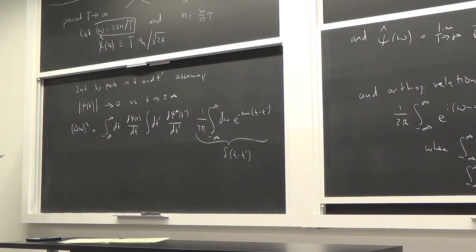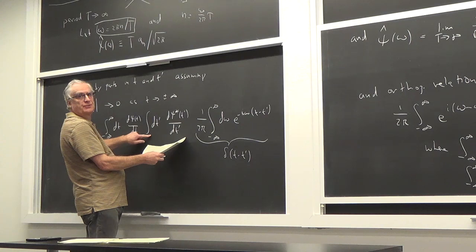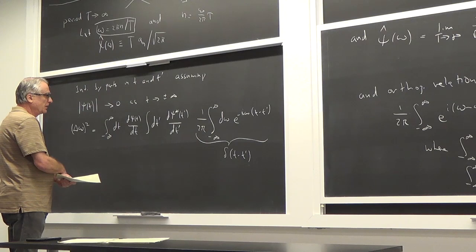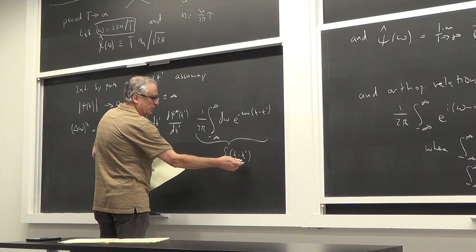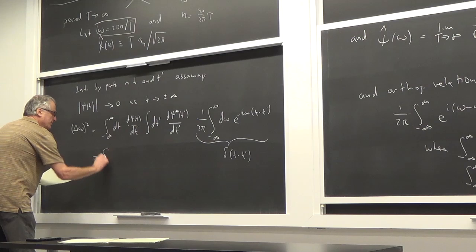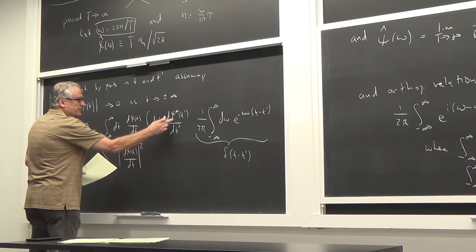And so that means that, using this relation, I can immediately do one of these integrals. So all I do is, when I do this integral, I replace t prime with t, because this is zero unless t is equal to t prime. So set t prime equal to t, and I've done that integral. So this then becomes the integral from minus infinity to infinity of the absolute square of d psi of t by dt, since this is the complex conjugate, dt.